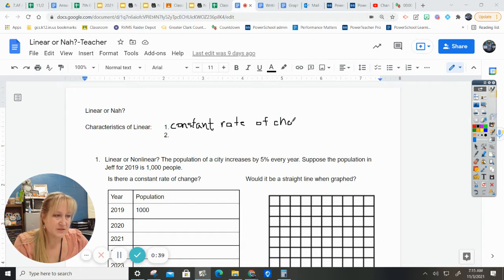And second, it will be a straight line when graphed.